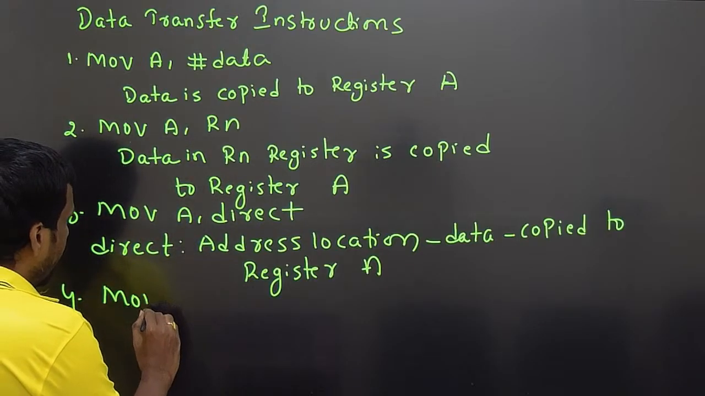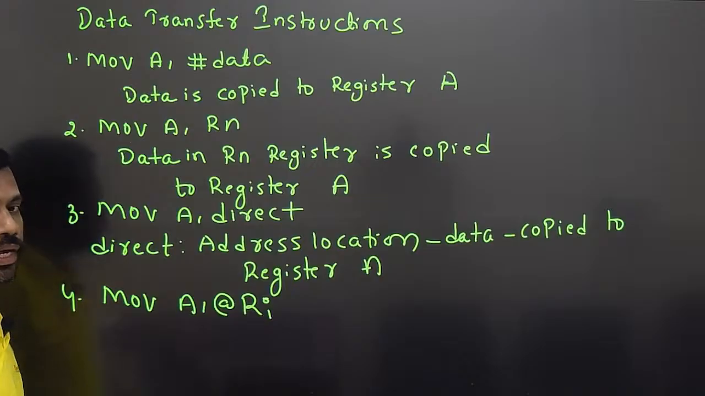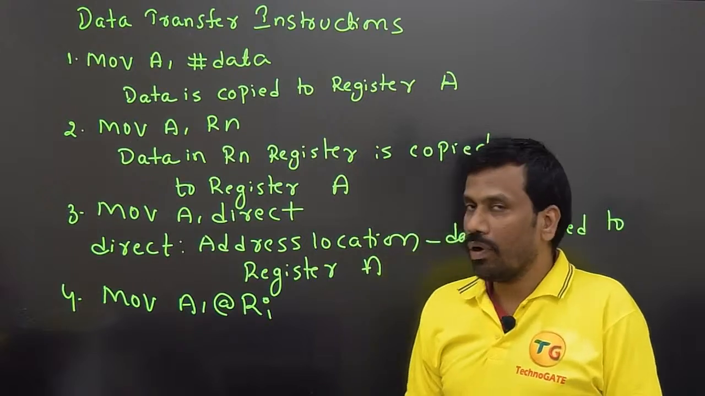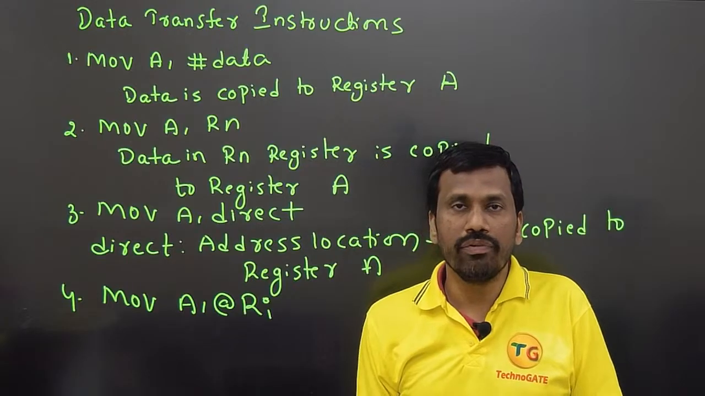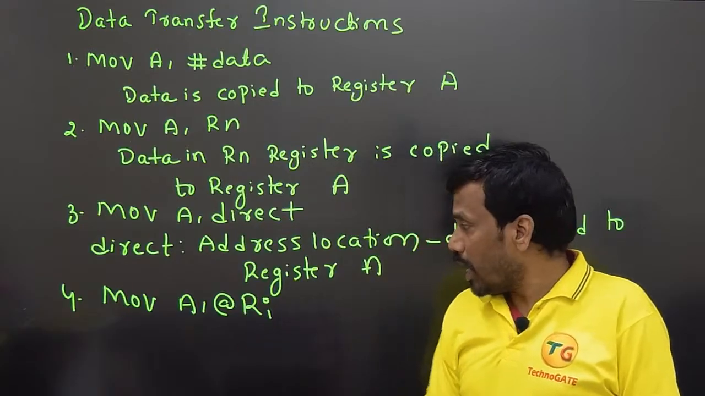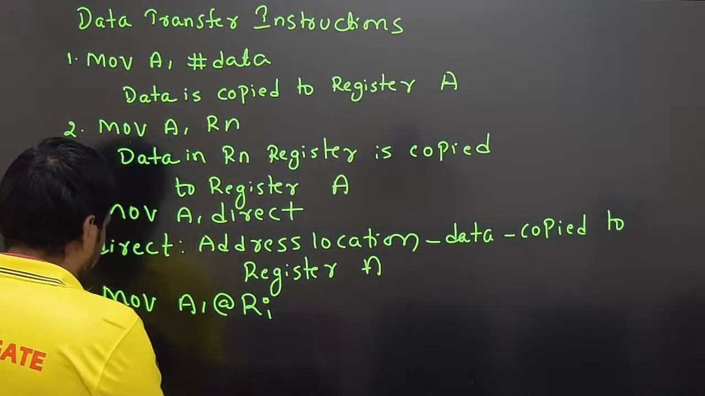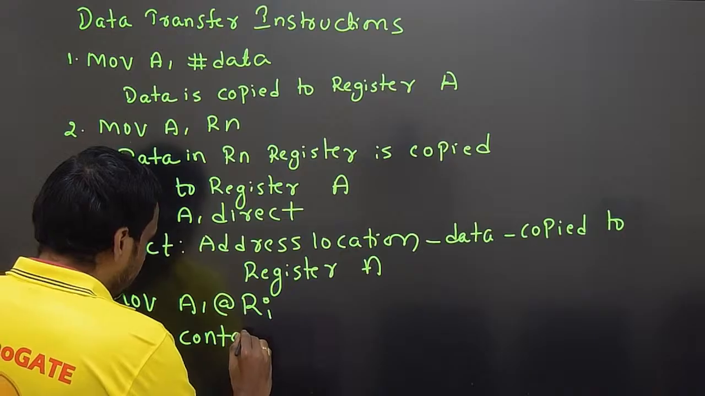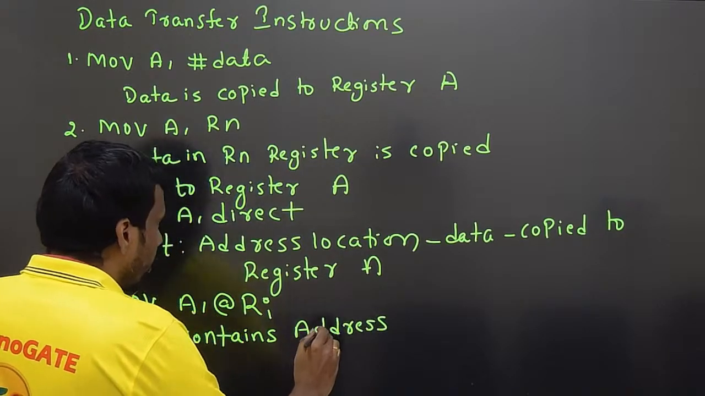Next one is MOV A, @Ri. What is Ri here? Ri means it can be the R0 register, R1, R2, R3, R4, R5, R6, R7. You can take any register. So in MOV A, @Ri, what is the @ sign? It means Ri contains an address location.